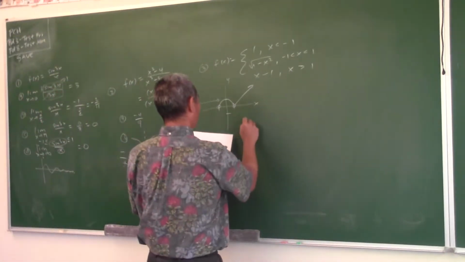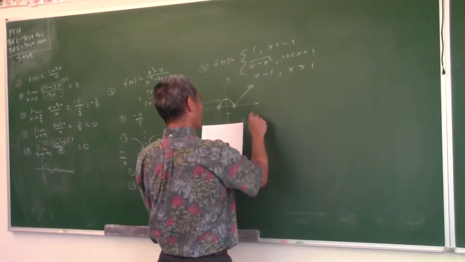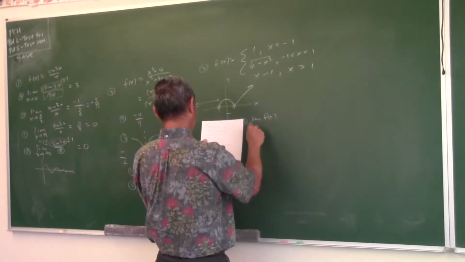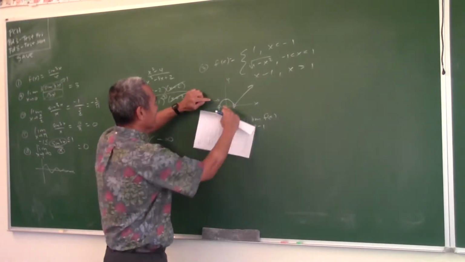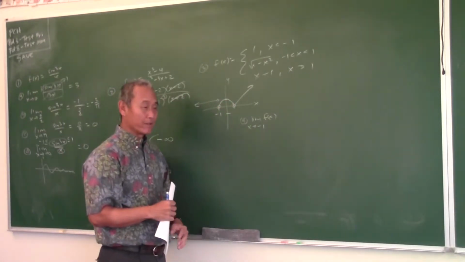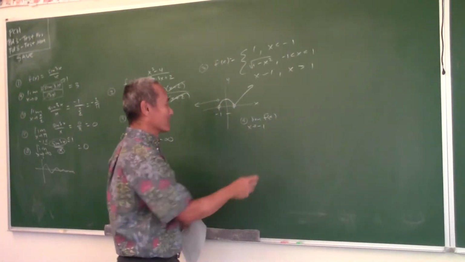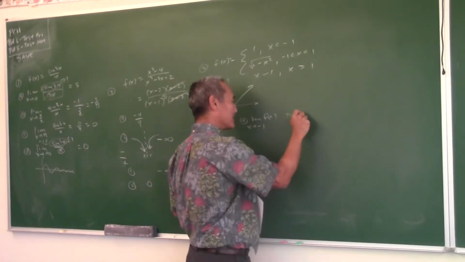So, compute A, the limit of this function as x approaches negative 1. Well, here's negative 1 right here. Coming from the left and coming from the right, is it going toward the same point? The answer is no, so the limit does not exist.